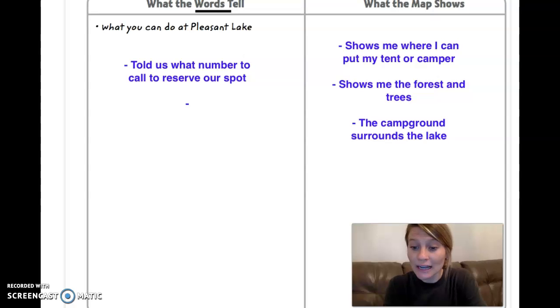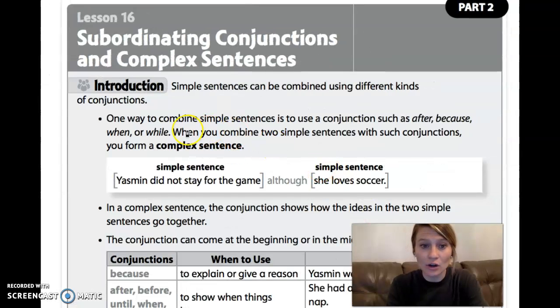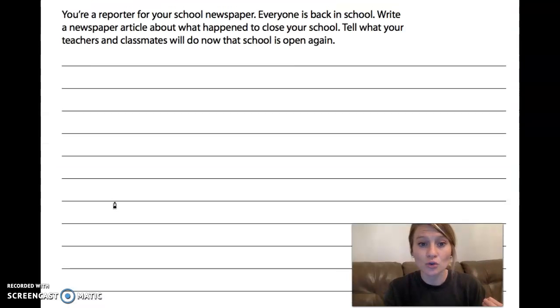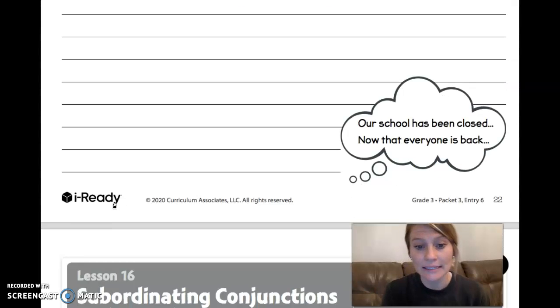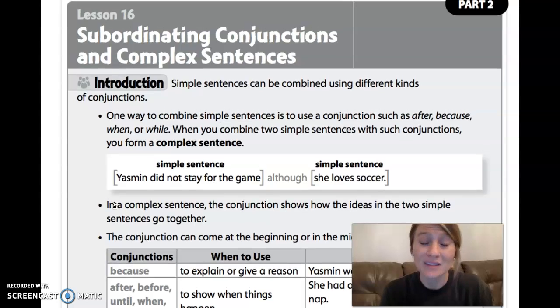Now, I do want to look at our writing together so that we know that we're on the same page with this. So yesterday you did your story about being a news reporter, and our school was closed and now it's back open. Now today we're going to be talking about subordinating conjunctions and complex sentences. So these are pretty fun because when you have a simple sentence, which is just like, you can see an example right here, Yasmin did not stay for the game. If you have a simple sentence, it has a subject and a verb, it's simple.